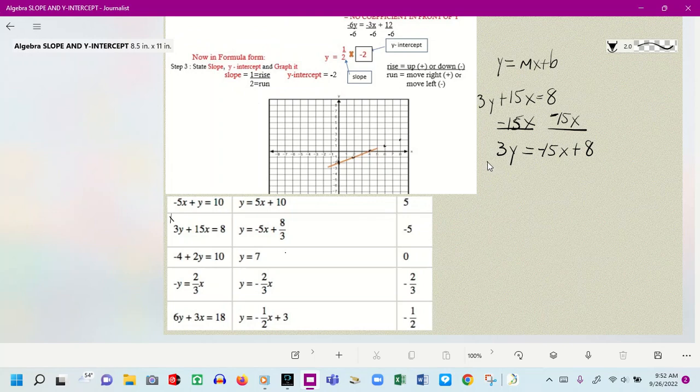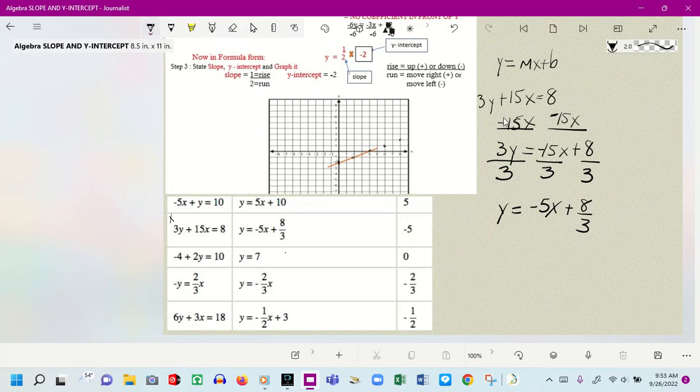So now this is still not in that form. We do have to cancel off that coefficient in order to get it in proper form. We do that by dividing it off. If we do it on that side, yes, we must do it on this side as well. So 3y divided by 3 does give you a positive y. Negative 15x divided by 3 does become negative 5x, and we bring down our new fraction, positive 8/3. Now we have our equation in the correct slope and y-intercept form.